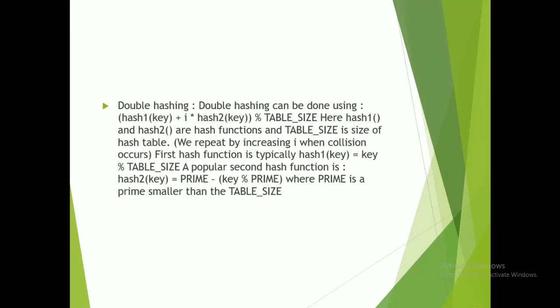Double hashing can be done using hash1 of key plus i times hash2 of key, mod table size. Here hash1 and hash2 are hash functions, and table size is the size of the hash table. We repeat by increasing i when a collision occurs. The hash function is typically hash1 of key equal to key mod table size. A popular second hash function is hash2 of key equal to prime minus (key mod prime), where prime is a prime smaller than the table size.